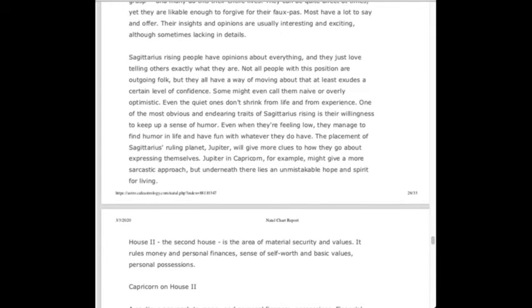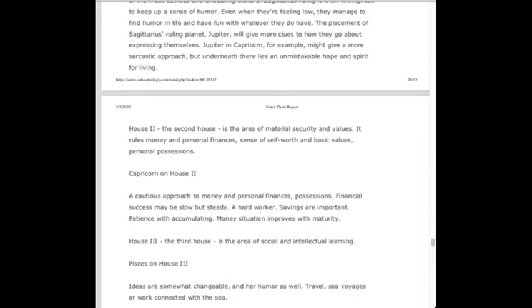House 2, the second house, is the area of material security and values. It rules money and personal finances, sense of self-worth, basic values, and personal possessions. Capricorn is in house 2. A cautious approach to money, personal finance, and possessions. Financial success may be slow but steady. A hard worker. Savings are important. Patience with accumulating. Money situation improves with maturity.